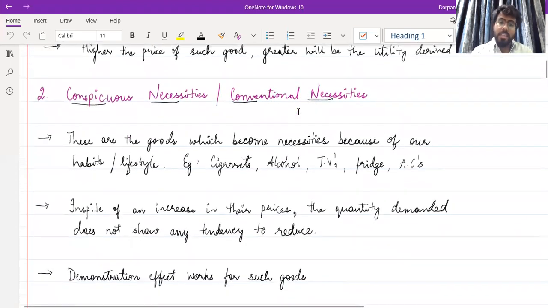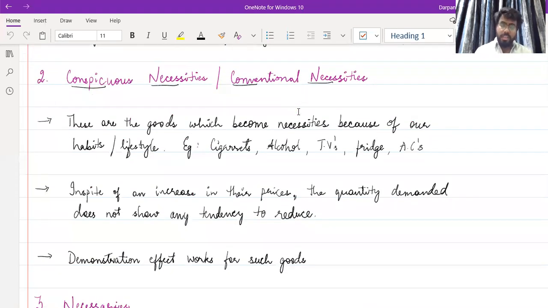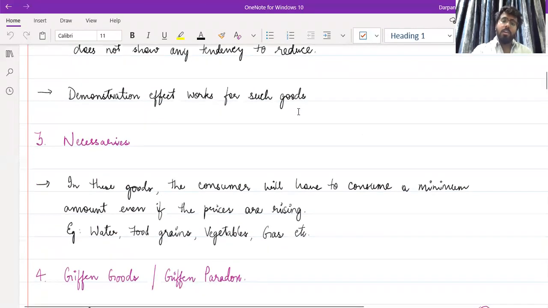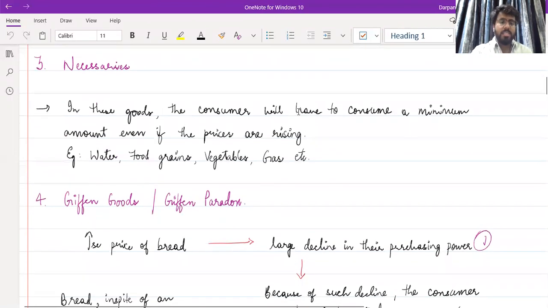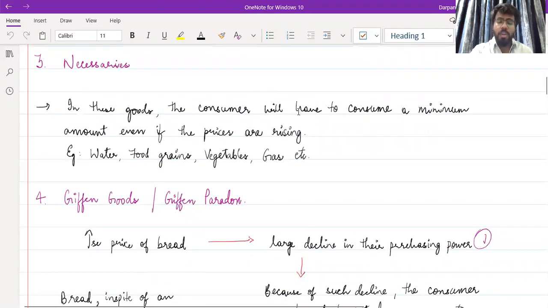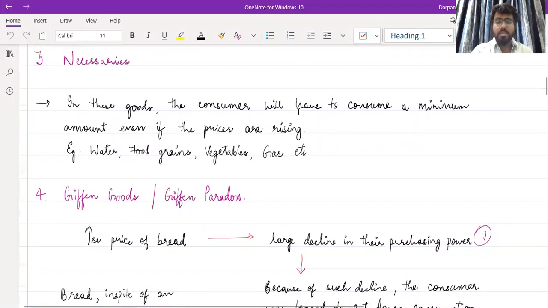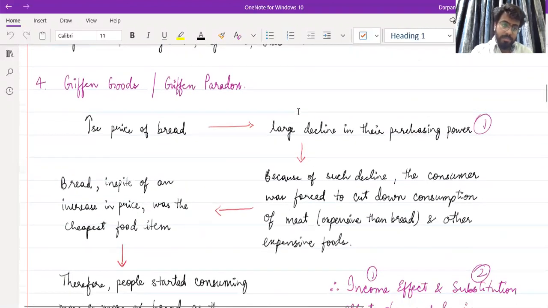Then conspicuous necessities. These are actually not your necessities, but what is happening? Because of your usage or because of the society norms, you are making it your necessity or it is becoming your habit. Because of that, even if the prices are rising, you will demand those goods, or your demand will not fall even if the prices are rising. Then necessaries. This was easy. Obviously, you have to purchase them. Without that, you cannot live. So you will obviously not decrease your demand even if the prices are increasing.